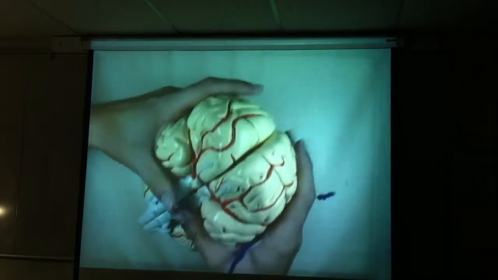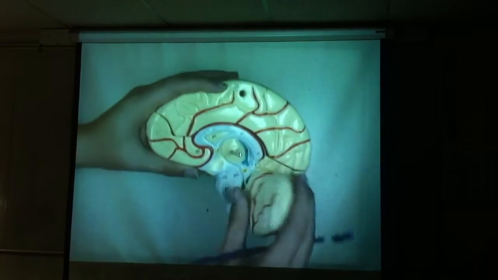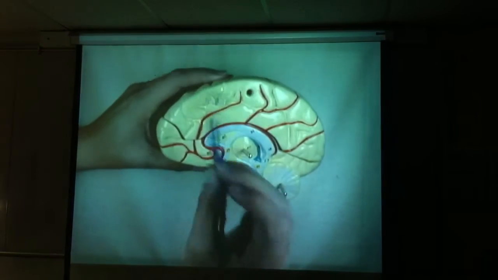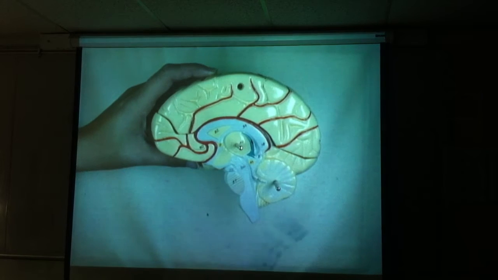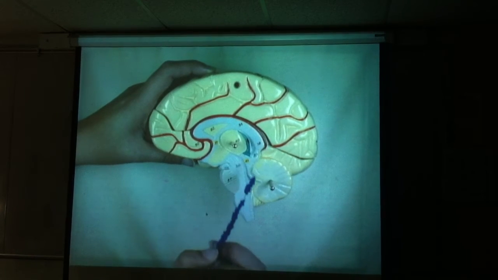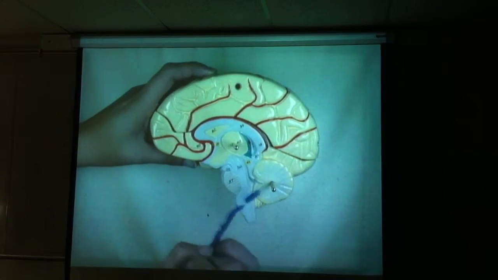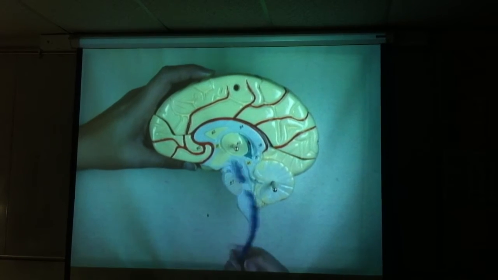Looking internally at the brain. The most outer part is gray matter. This inner part right here is all white matter. And then we have some what are called cerebral nuclei located deep within the brain.